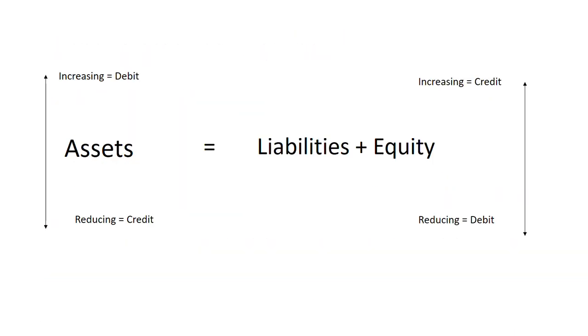Let's go to this chart here. Cash, it's an asset, it's increasing, it's a debit. Cash at bank, it's an asset, it's increasing, it's a debit. Capital, it's a liability, it's increasing, it's a credit. Trade payables, it's a liability, it's increasing, it's a credit. Trade receivables, it's an asset, it's increasing, it's a debit. Loan from the bank, it's a liability, it's increasing, it's a credit. Office equipment, it's an asset, it's increasing, it's a debit.